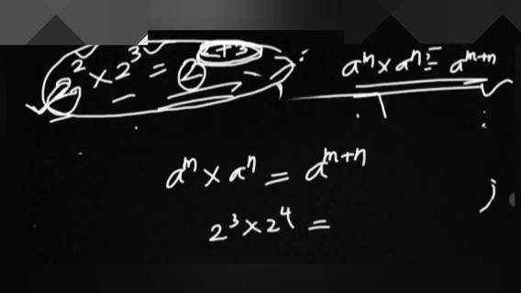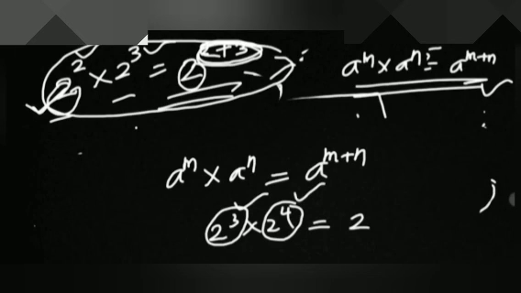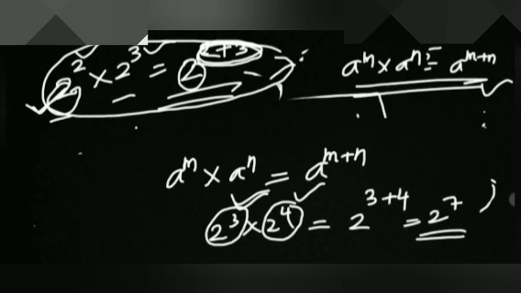What would be the answer? This is the third power of an integer, this is the fourth power of an integer 2. And in the answer what happens? Their powers get added. So 3 and 4 are there, isn't it? 2 raised to 3 plus 4, that's equal to 2 raised to 7. Got it? Understood? On multiplying the different powers of an integer, their powers get added.